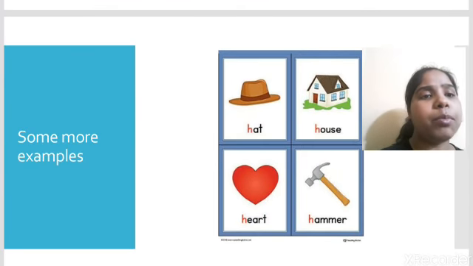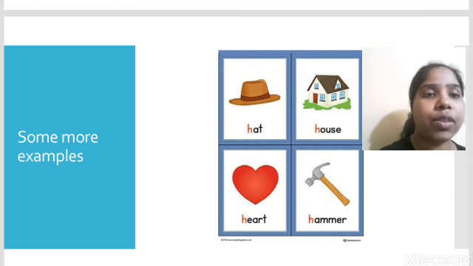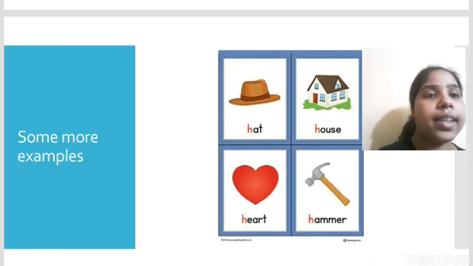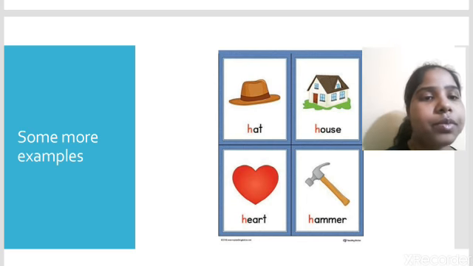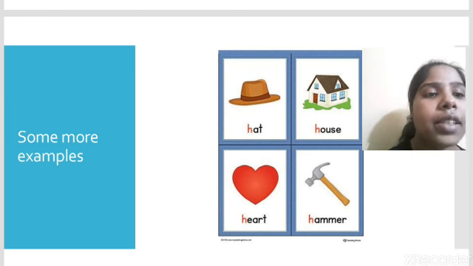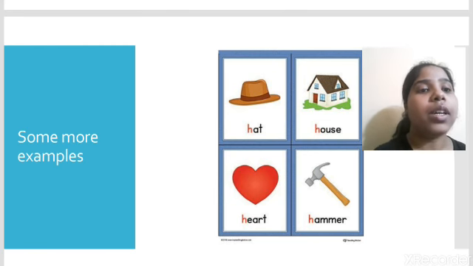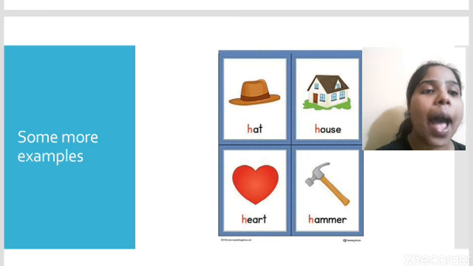Now I have some more examples for you. You can see the first picture is a picture of a hat. Very good. We say H, hat. Next is a picture of a house. We say H, house. Next is a picture of a heart. We say H, heart. Next is a picture of a hammer. We say H, hammer.